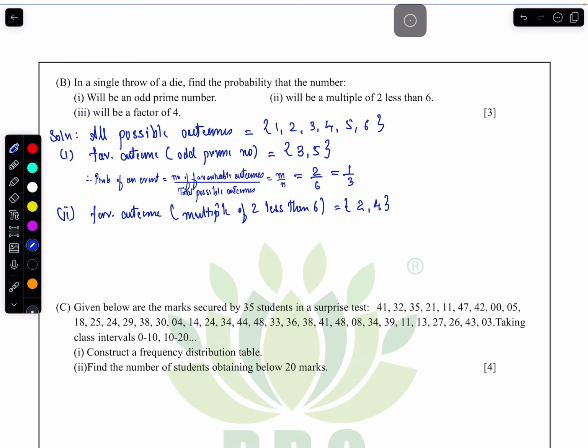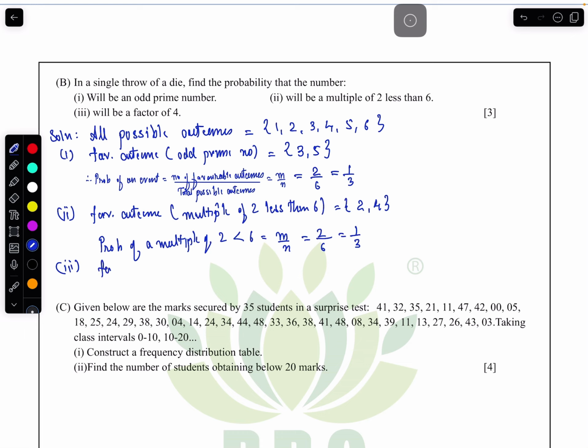So again, probability of any event. So we are looking at probability of a multiple of 2 less than 6 would be m over n, which is 2 over 6, which is again 1 over 3. This is done. Next, will be a factor of 4. We know 4 can be divided by 4, 2, and 1. So we are looking at factor of 4.